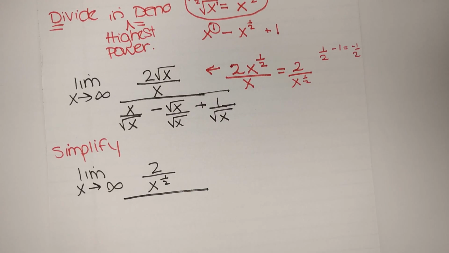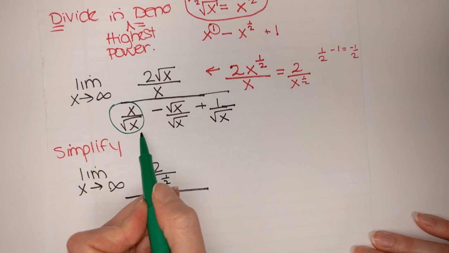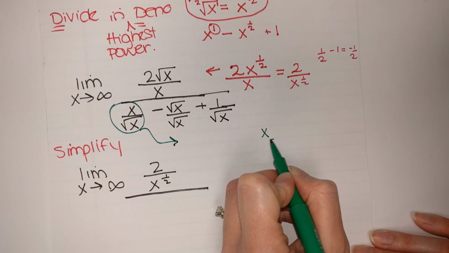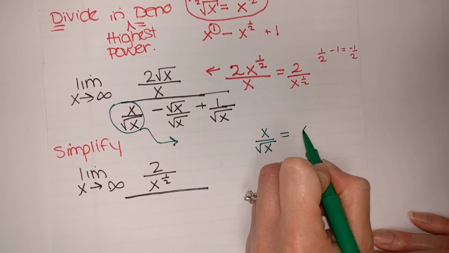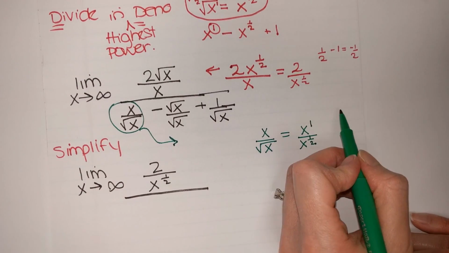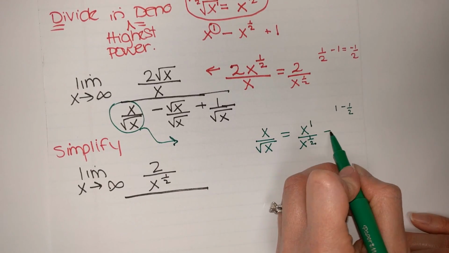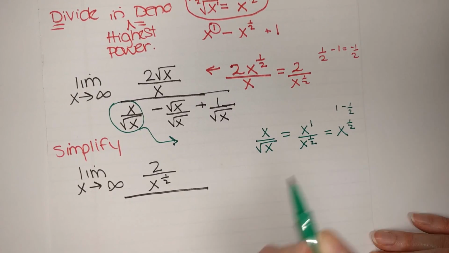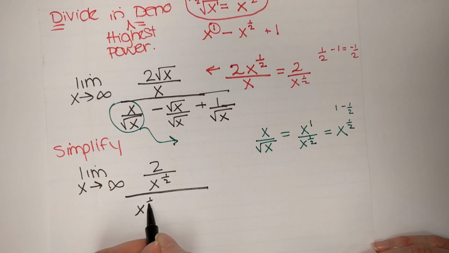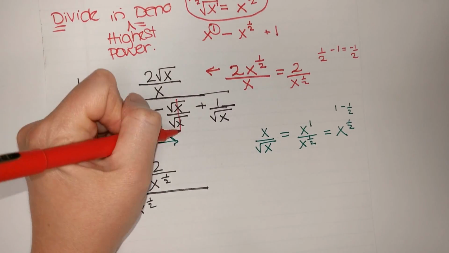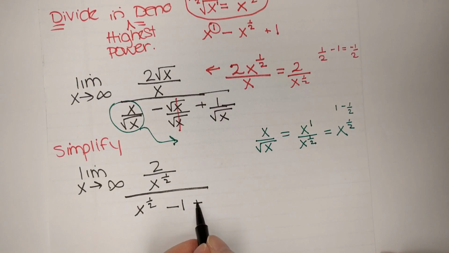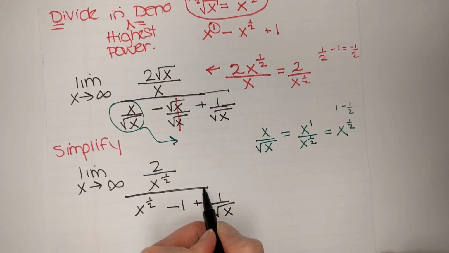Now, in the denominator here, you have this x over the square root of x. Let me write it off to the side here. You would rewrite that as x over x to the 1/2. When you subtract your exponents, you would have 1 minus 1/2, and that would give you a positive 1/2. So our x over the square root of x is going to become x to the positive 1/2. These square roots cancel out, so we have minus 1 here. And then the plus 1 over the square root of x, there's nothing to do there.